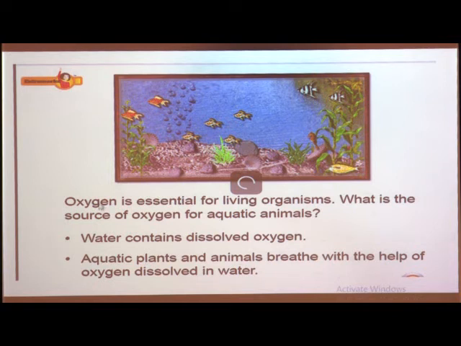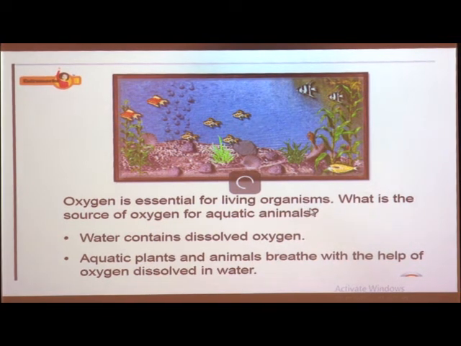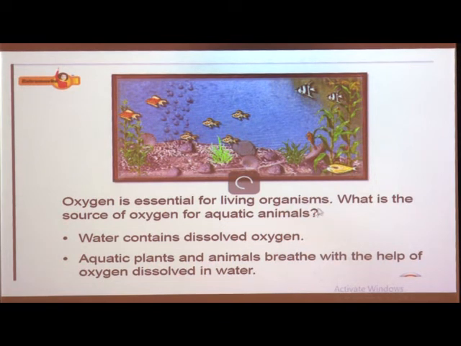In the same way, oxygen is essential for living organisms. Yes, we all need oxygen, we need air to breathe. What is the source of oxygen for aquatic animals? Water contains dissolved oxygen. So, all the aquatic plants and animals breathe with the help of oxygen dissolved in water.